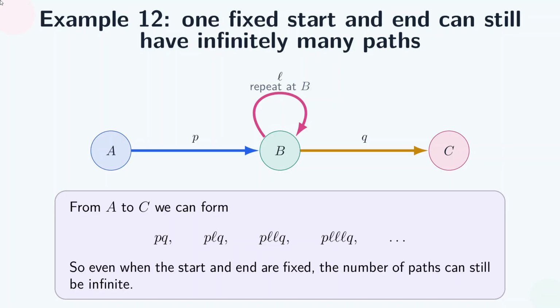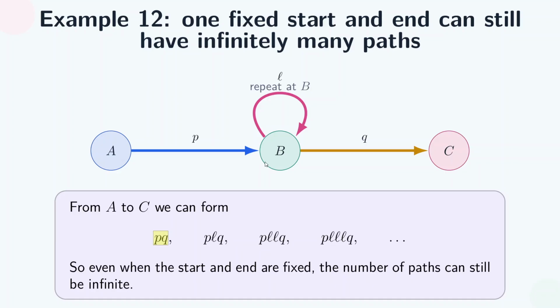Now let us look at a very important example. Even when we fix the starting point and the ending point, there can still be infinitely many different paths. At first, that may feel surprising. We might think that once the start and end are fixed, the number of possible paths should also be limited. But that is not always true. Suppose we start at A and want to end at C. We can go from A to B, then from B to C.